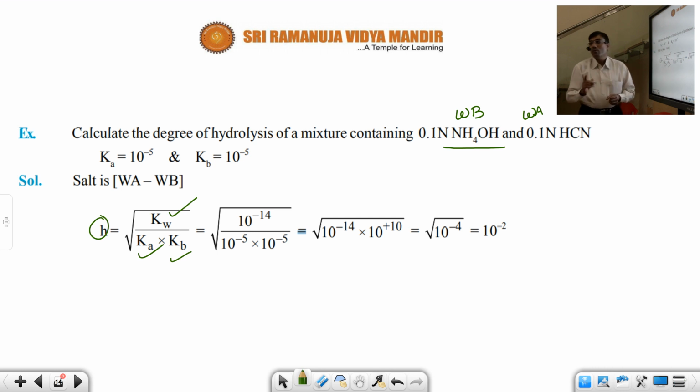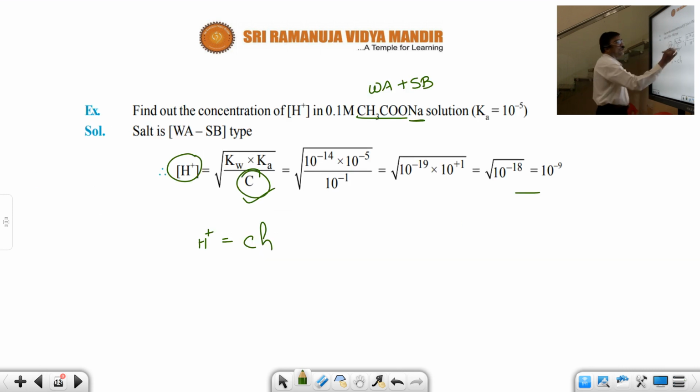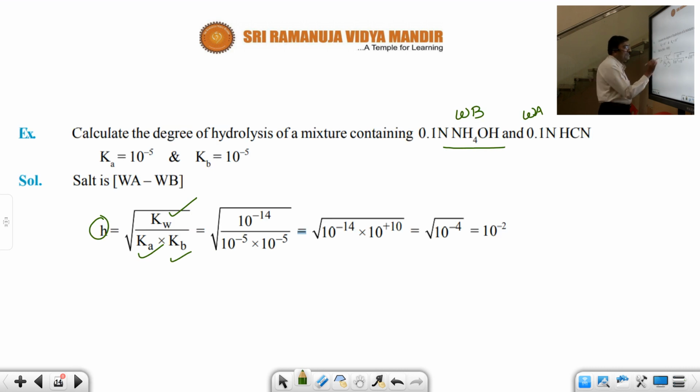Mind you students, very, very important note: the salt hydrolysis of a weak acid and a weak base is independent of concentration. You can see in the earlier case, it is dependent on the concentration. But here in this case, it is independent of a concentration term. Very, very important. So here Ka and Kb.